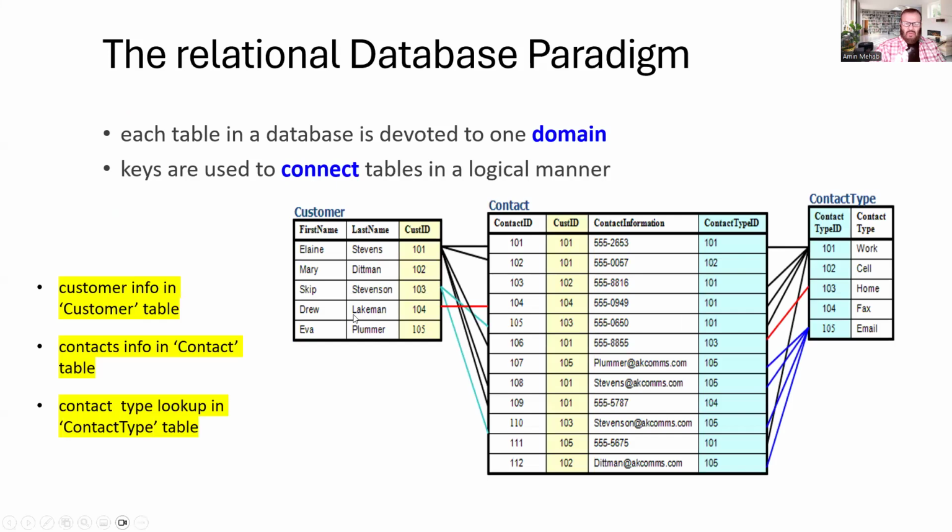What you can see here, let me get my pen. You can see different tables here. We have a table called customer, we have a table called contact, and we have a table called contact type. Here we have the name, the last name, and the customer ID. And here we have the contact. With the contact here, we have the customer ID. We have the contact information. We have the contact ID. And exactly the same here.